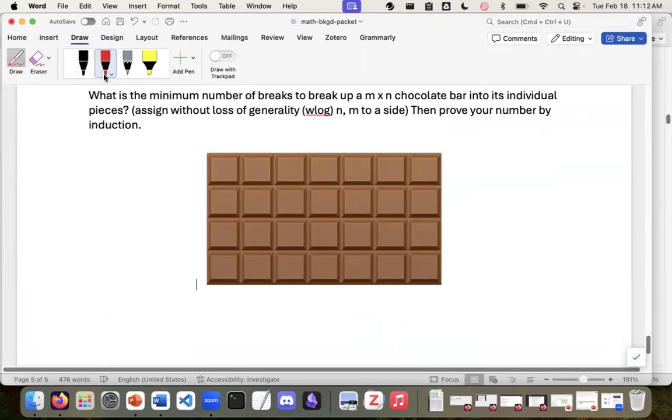Okay, so the question for the last one is, what's the minimum number of breaks to break up this chocolate bar? And then we want to prove the number by induction, right? That's what the question's asking. So the first thing to approach is to find out, what about for this bar? How many breaks for this bar, which is 4 by 1, 2, 3, 4, 5, 6, 7. Did anybody get an answer for how many breaks for this chocolate bar? Someone who's not in 374.